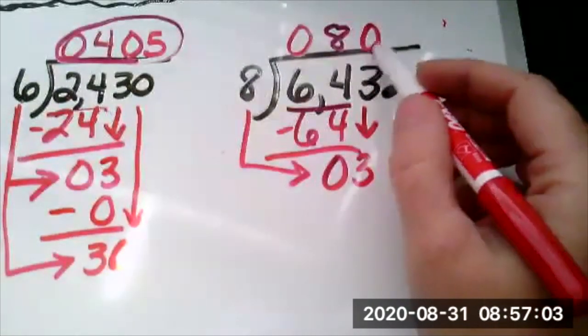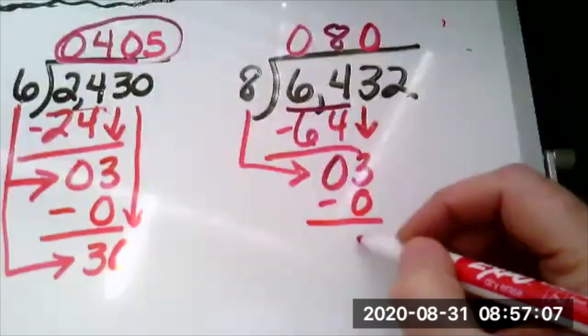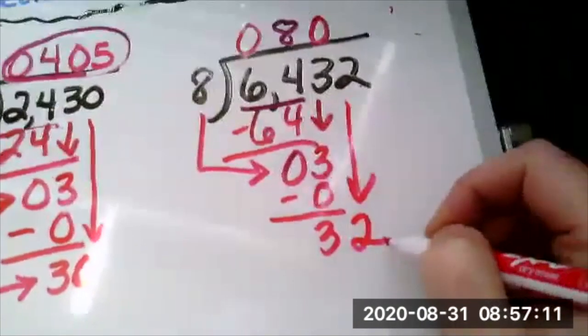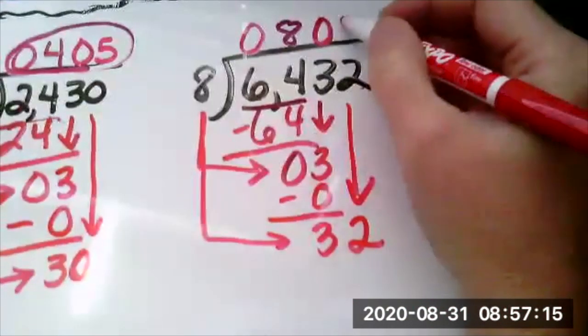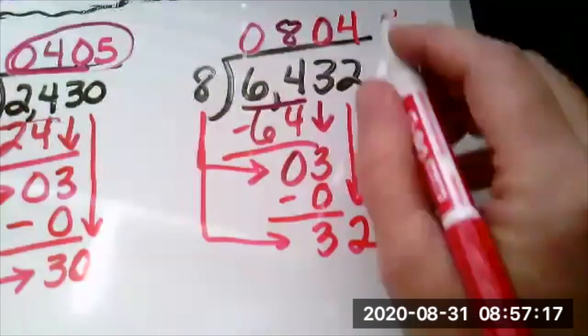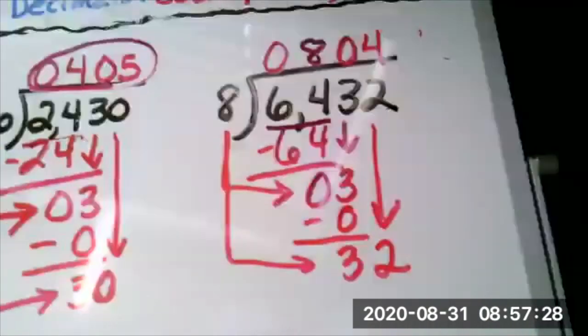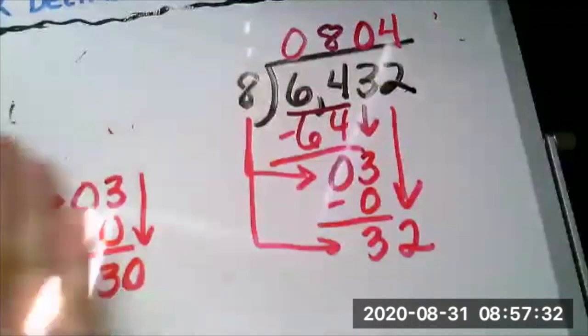And if you have nothing times 8, you got a big fat nothing, leaves you 3, bring down the next place value, bring down the 2. Now, how many times is 8 going to 32? 4 times. 4 times 8 is 32. You will have no remainders. No remainders. All right, now that you have hopefully refreshed your memories a little bit about division.